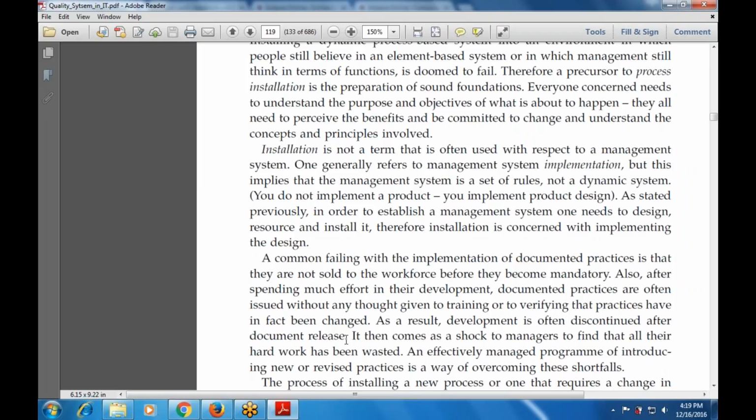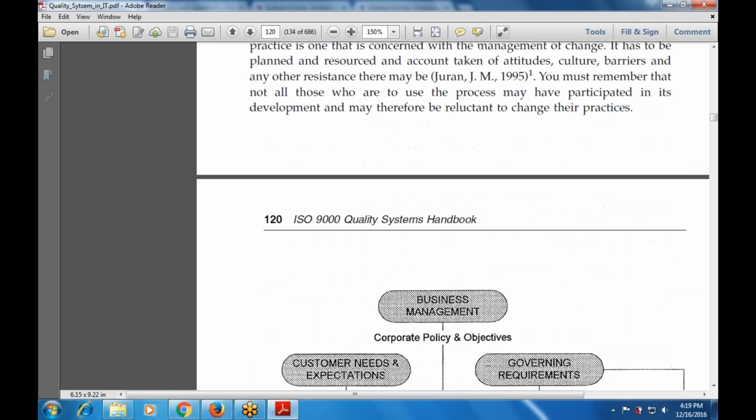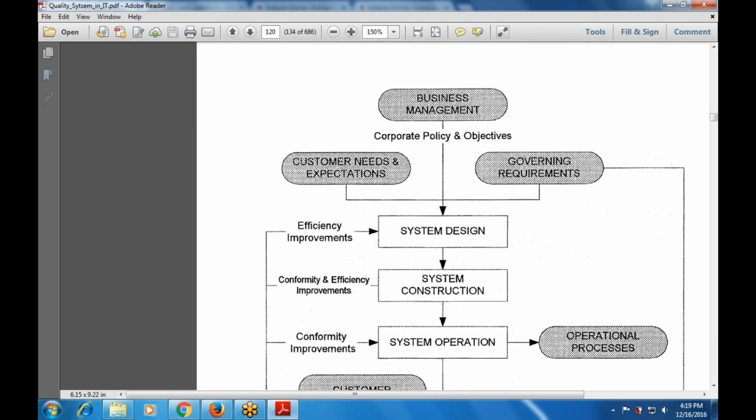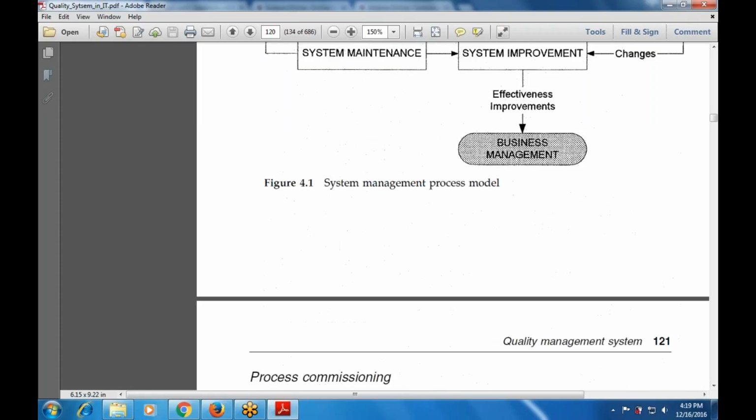That means whatever the practices, whatever the scenario, whatever the effect that is available, that is going to change with the effective management system through the introduction of new or revised practices. That is a new way of overcoming these problems. Now this is the diagram that shows the business management, corporate policy, governing requirements, system design, construction, operation.